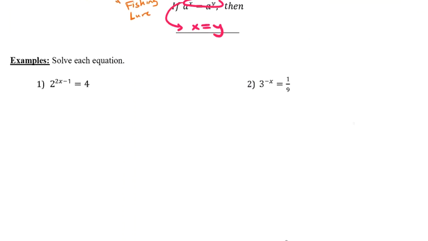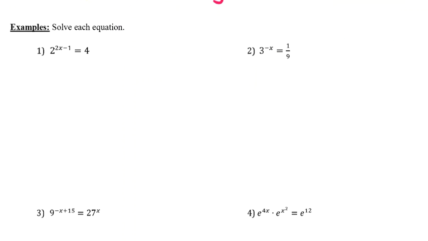So I want to take you through a couple of quick examples in which case we can use the fishing lure technique. We'll do example 1 and 2, and I'll save examples 3 and 4 for a different video. But in example part 1, we have 2 to the power of 2x minus 1 equaling 4. So you'll notice that the base of the exponential expression, which is the left-hand side, is a base 2. And on the right-hand side, we have the number 4. Now, if we could rewrite 4 as a power of 2, then we'll be able to apply our fishing lure technique, or the one-to-one property for exponential functions.